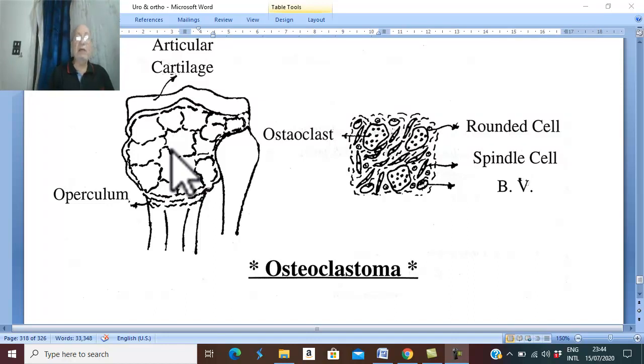This is the first part of osteoclastoma or giant cell tumor.